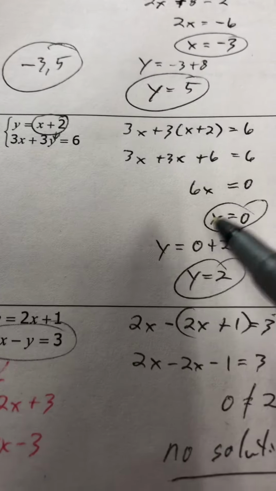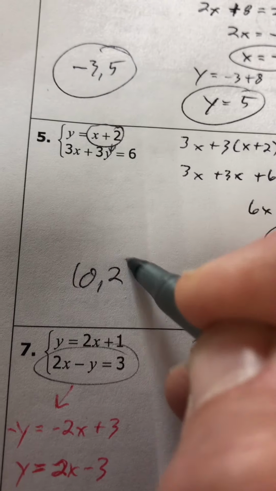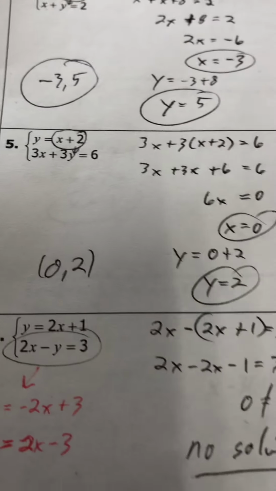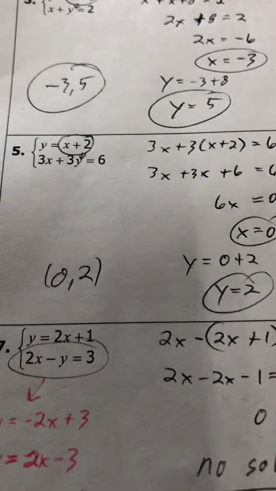Once again, you can write your solution like that in parentheses or whatever, 0, 2, circle it, whatever. You could just leave it the way I had it. That would be fine.